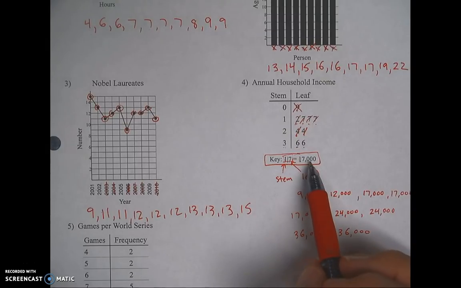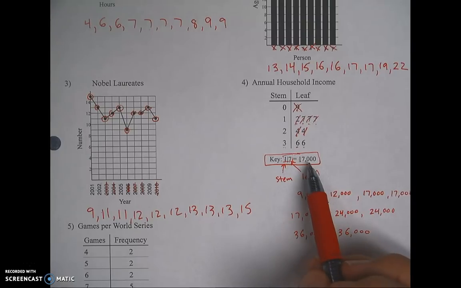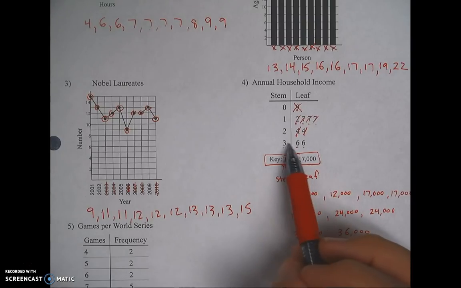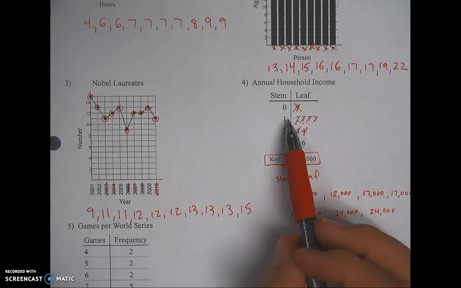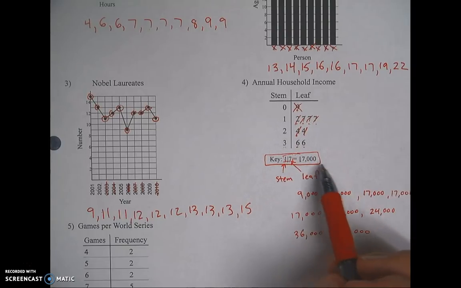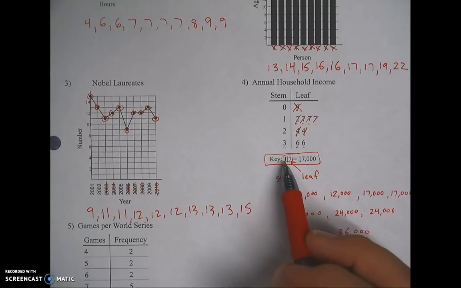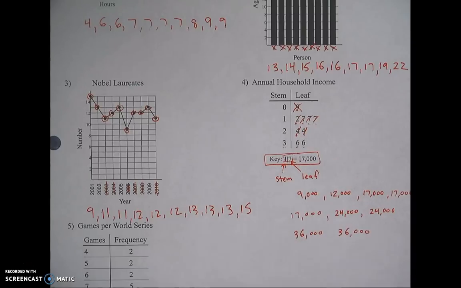But this key can change. So this key could have said 1/7 equals just 17, so then this would have been 36 and 24 and 12. Or this 1 and 7 could have said 1,700,000, and then this would be 3,600,000 and 2,400,000 or whatever. So this key is going to tell you how to interpret these numbers. That's the most important part on those.